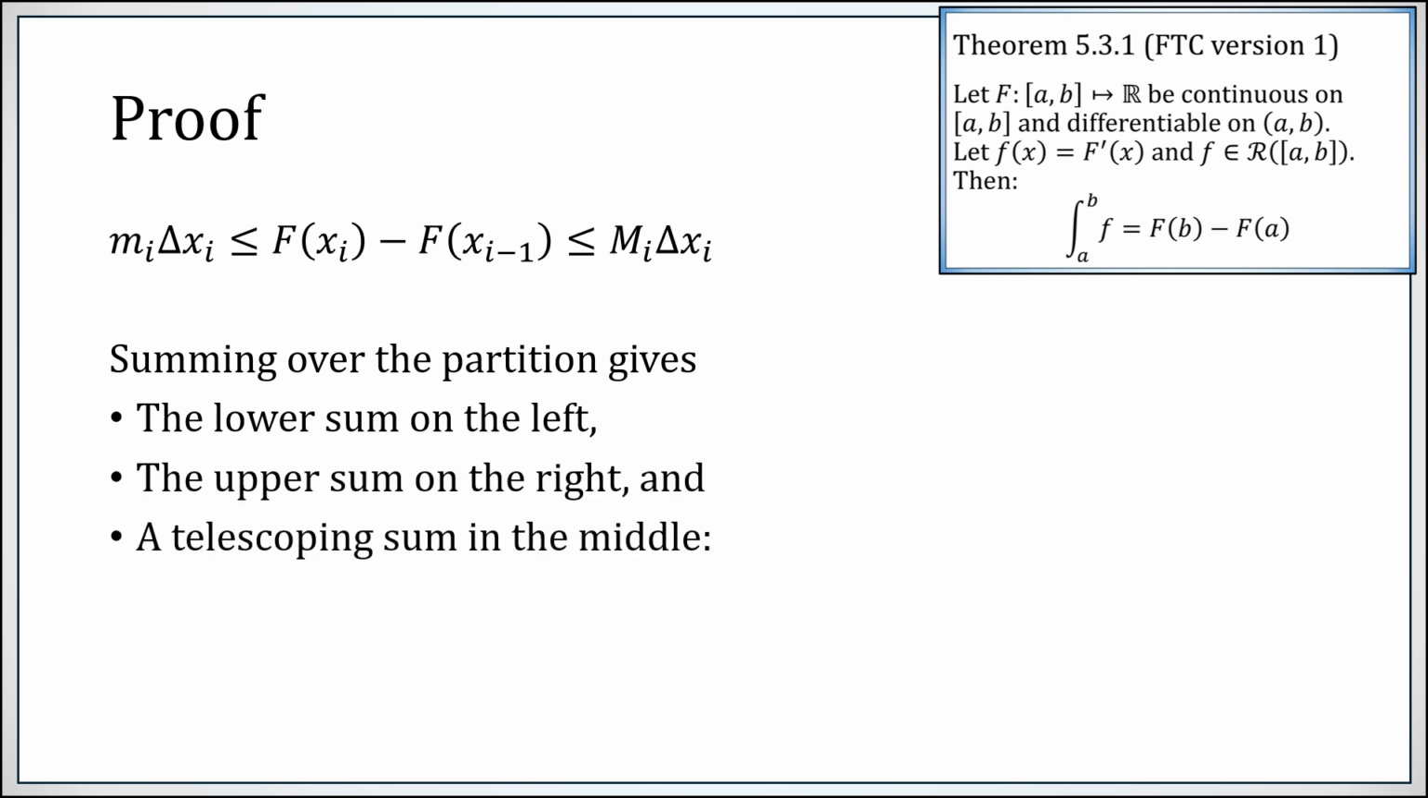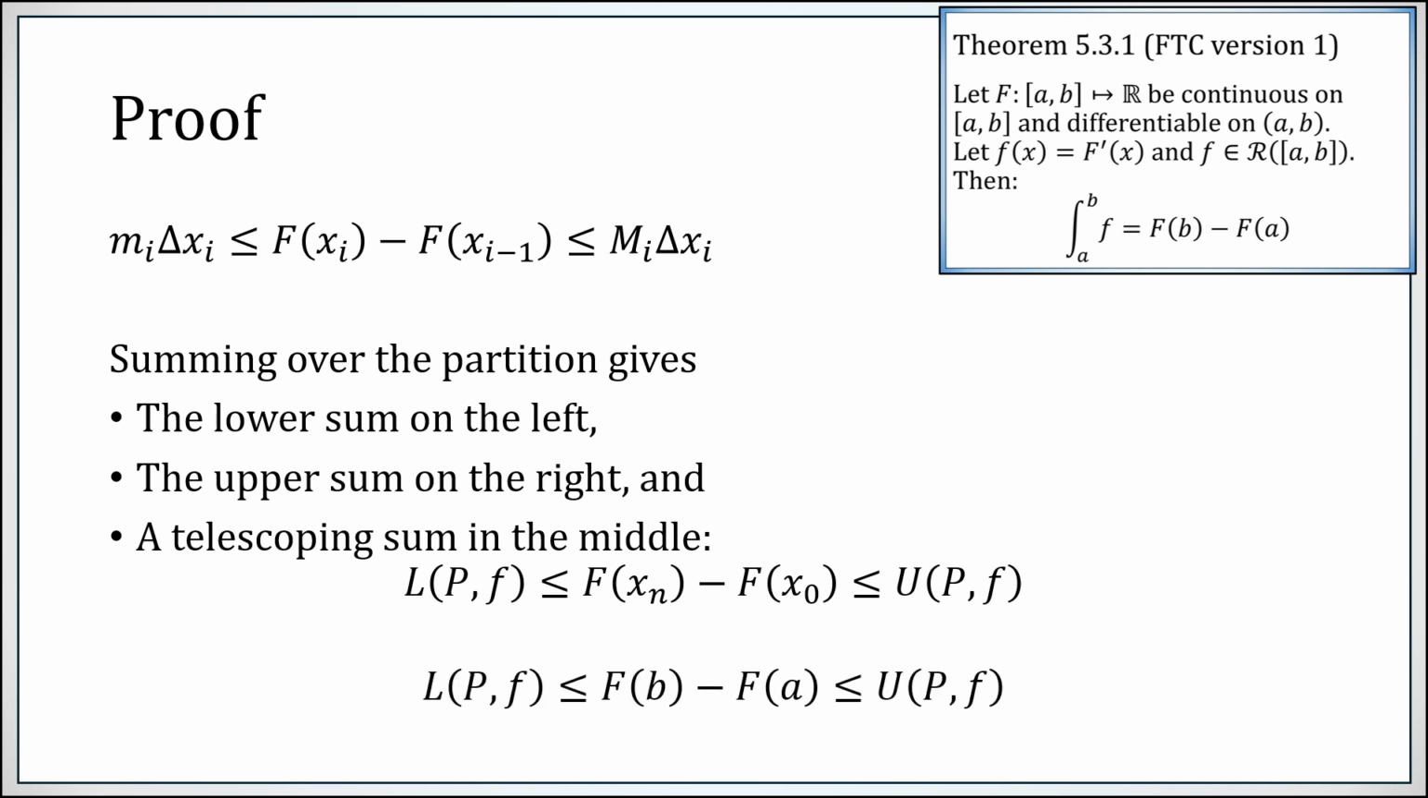But in the middle, we get a telescoping sum, right? As we move our index, we get a positive value, capital F of xi, minus, so now we have a negative 1 times capital F at the previous endpoint. So as we increase our index, these are going to cancel each other out, except, of course, the 0th and nth term. So we now have the lower sum and the upper sum act as lower and upper bounds of capital F of xn minus capital F of x naught. But remember, xn must be b, the right endpoint, and x naught must be a, the left endpoint. So capital F of b minus capital F of a is always in between the upper and lower sums for that particular partition.